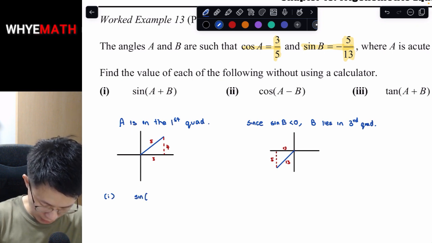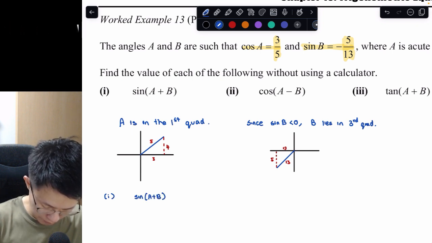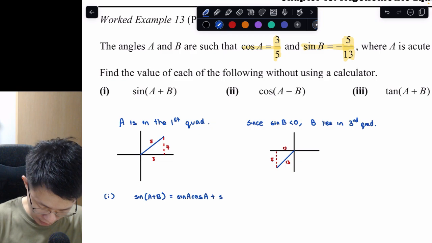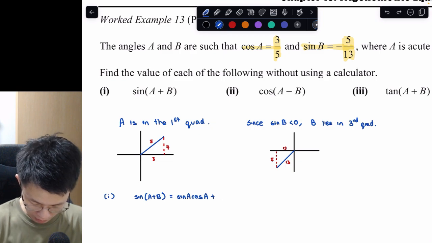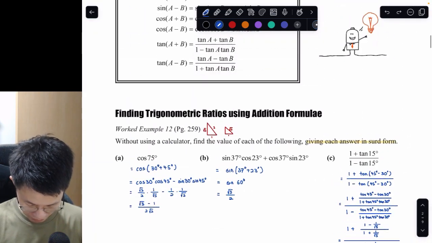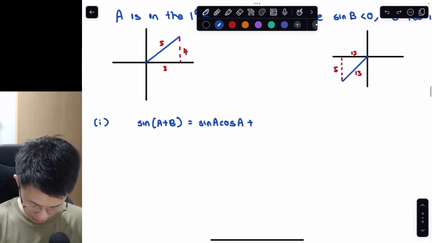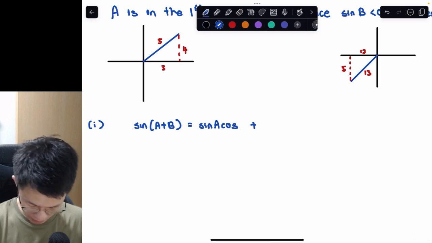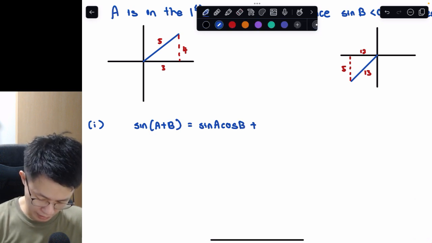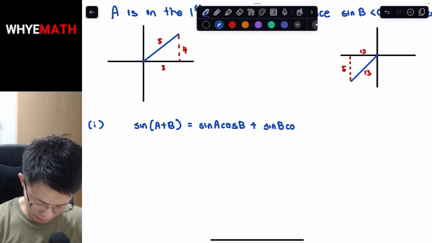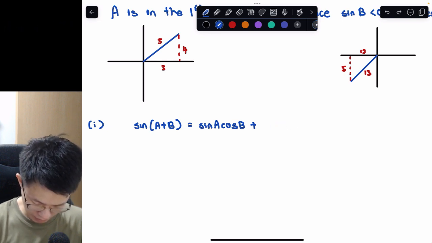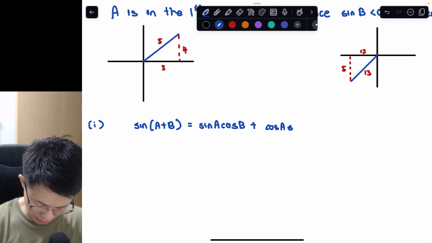So we first have sine A plus B. And this is simply sine A cosine A plus sine B cosine B. Am I getting it wrong? Even for me, sometimes I think it will be better that I check. Okay, sorry, it's wrong. It's sine A cosine B plus sine B cosine A, or even simply cosine A sine B.